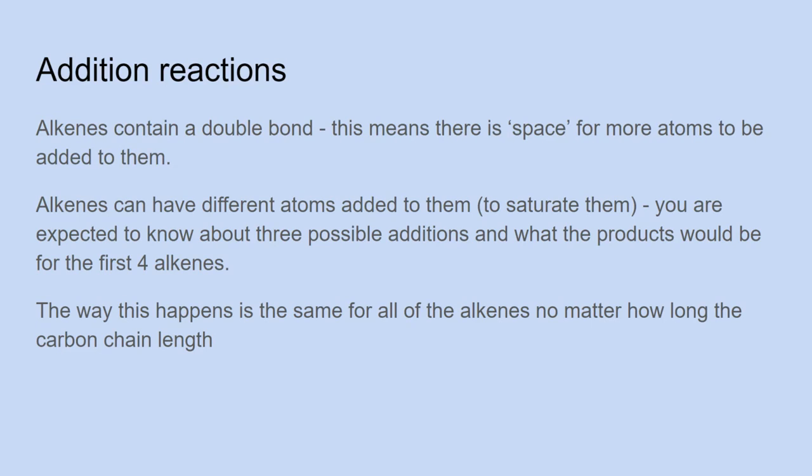So we're going to have a look at the addition reactions to alkenes. So we know alkenes contain the double bond, which means there's space around those carbons to add extra atoms. It means we'll need to remove that double bond between those 2 carbons so we can add extra atoms, so we can saturate them, okay? It happens in exactly the same way for the addition of hydrogen, the addition of water, and the addition of those 3 halogens, okay? And it doesn't matter how long the carbon chain length is, it's going to be the same for all of them, okay?